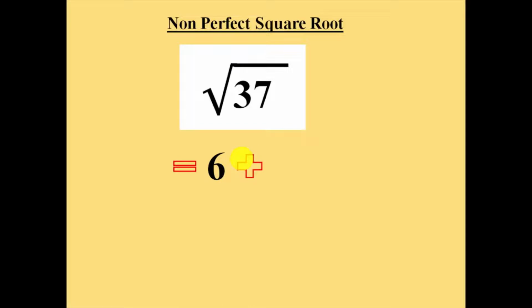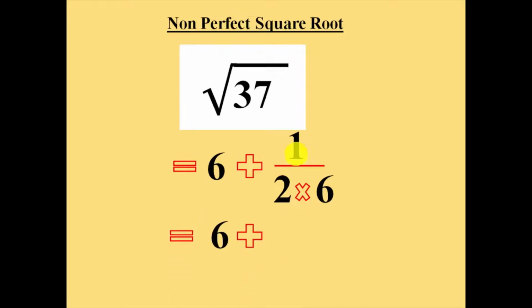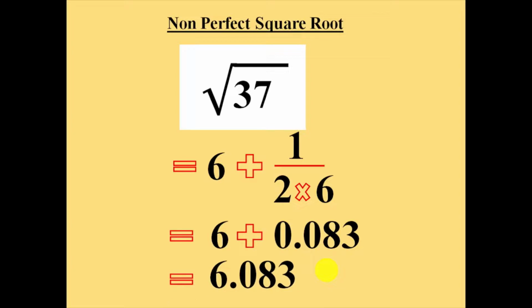To find that value, we need to see the difference between 37 and the perfect square. 37 minus 36 is 1. We will write that value here, and divide by 2 times this 6. So it becomes 6 plus 1 by 12. That becomes 0.083. So finally the answer is 6.083.